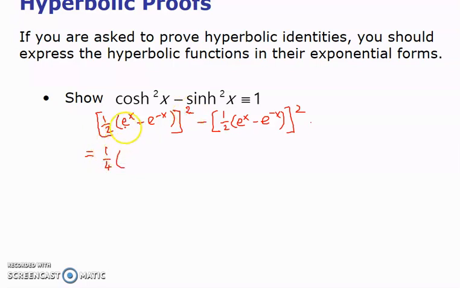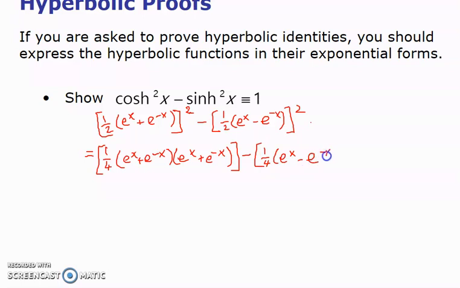And then if I multiply out this bracket, I get e to the x plus e to the minus x times by e to the x plus e to the minus x. And presumably I get exactly the same thing over here. I'll put that in a square bracket so I don't get confused. Minus square bracket, half squared is a quarter again, and it's e to the x minus e to the minus x times by e to the x minus e to the minus x. So what's this give me?